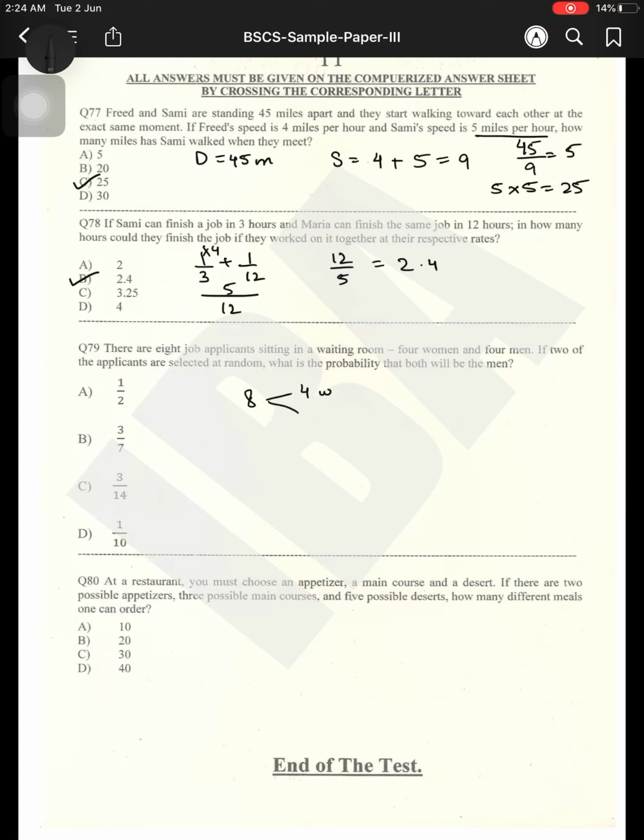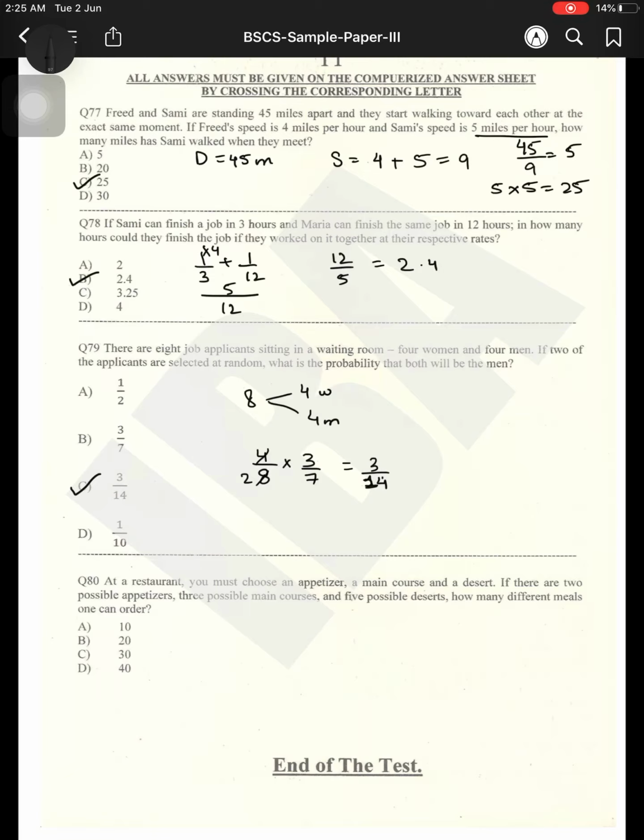In this next question he says that there are 8 applicants, 4 men and 4 women, right basically. 4 women and 4 men, and he's talking what is the probability that both will be men. So 4 upon 8 multiplied by 3 upon 7, 3 upon 14, so it's going to be C.